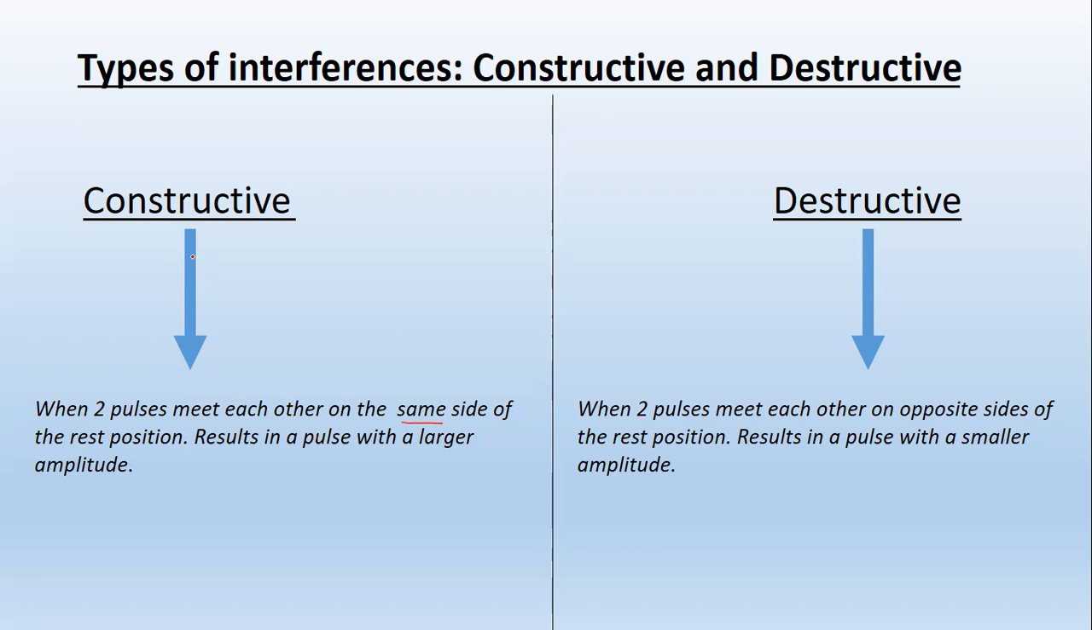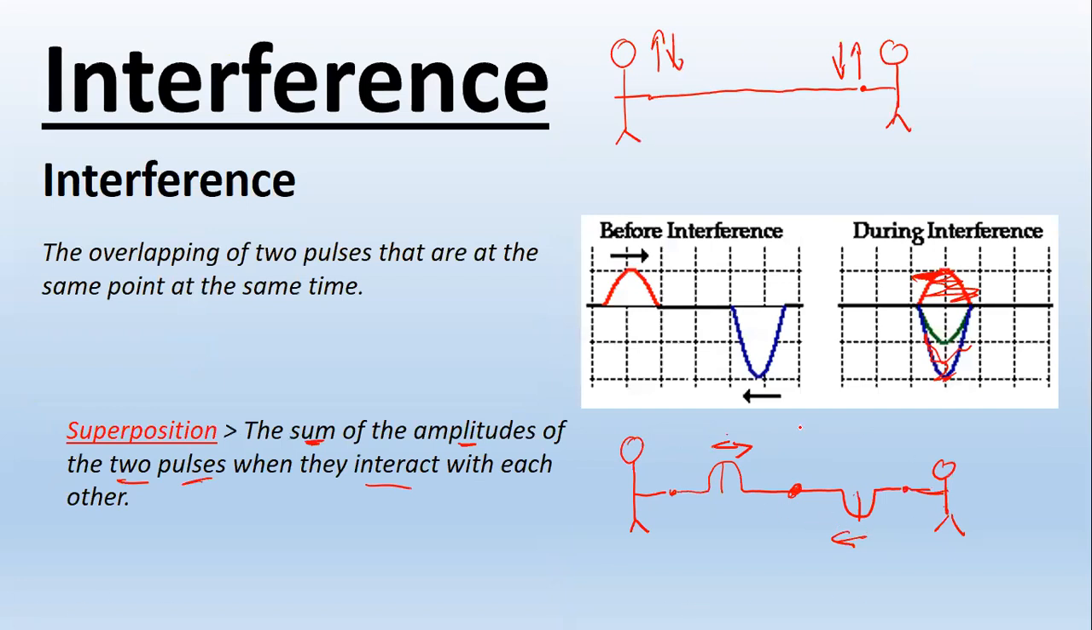But we'll look at the pictures after this definition. Now, let's talk about the destructive. When two pulses meet each other again, now this is opposite, it is no longer the same. So destructive is when two pulses meet each other on opposite sides of the rest position, resulting in a pulse with a smaller amplitude. So when you talk about destructive, it's when the other pulse, what I have just explained over here, is an example of what type of interference.